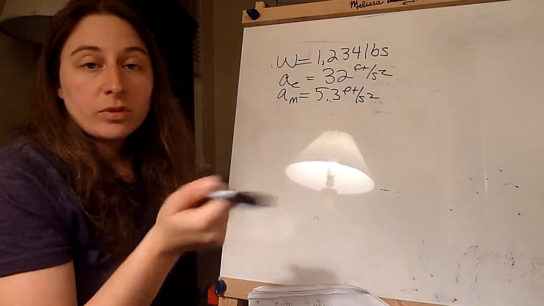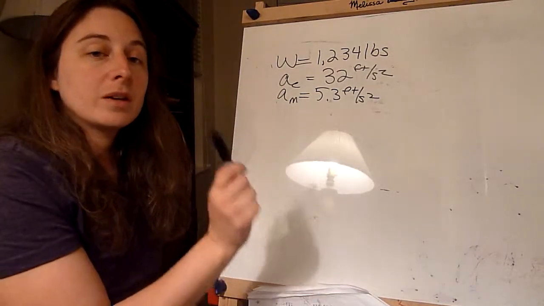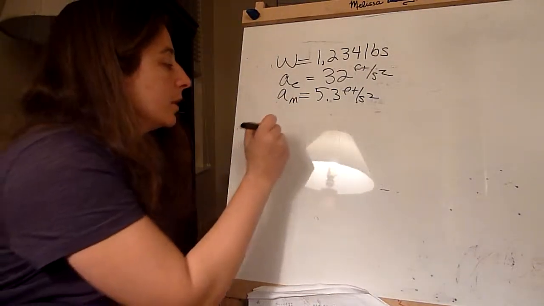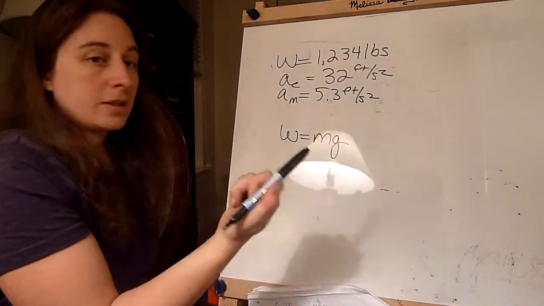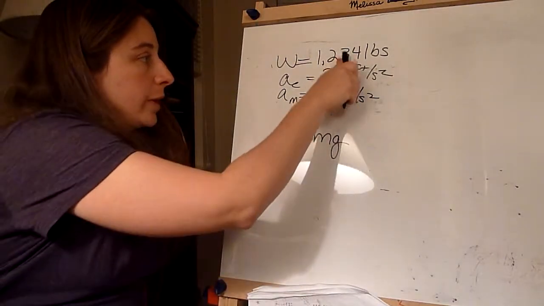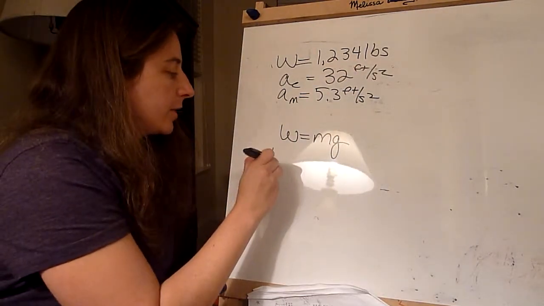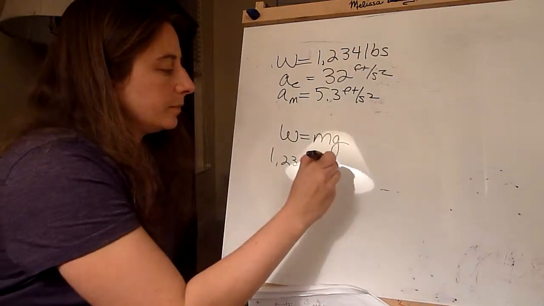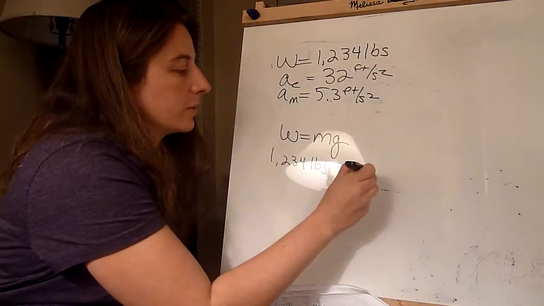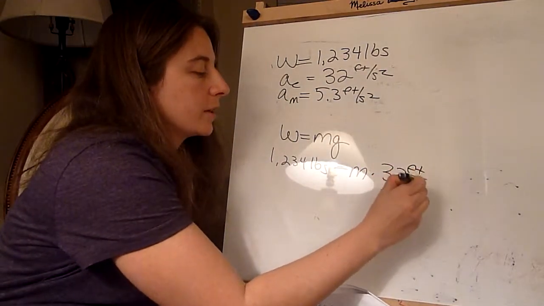Weight may change from Earth to the moon, but mass will not change. So if we convert to mass, we have one constant between the Earth and the moon. So we'll use W equals mg. We're going to find the mass on Earth because we know weight on Earth and we know acceleration due to gravity on Earth. So 1,234 pounds is the weight, is equal to mass on Earth times gravity on Earth, 32 feet per second squared.